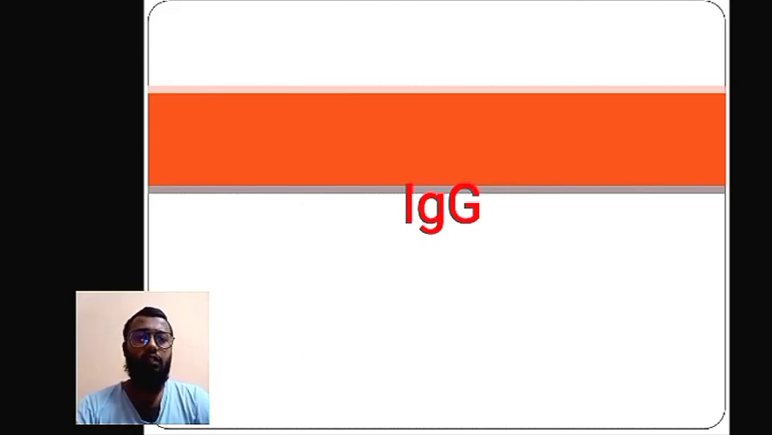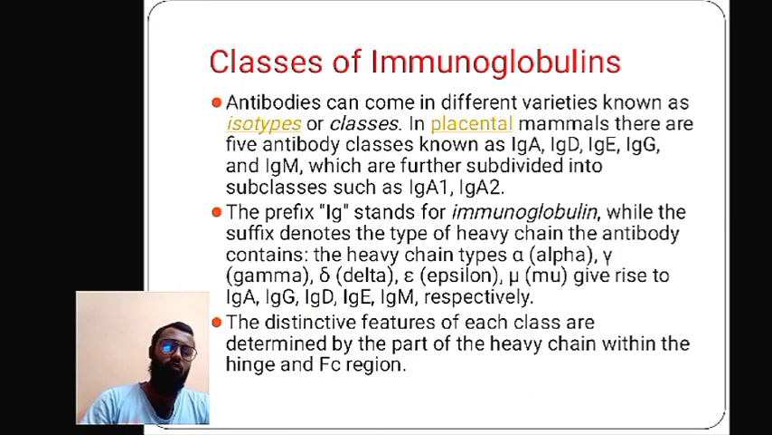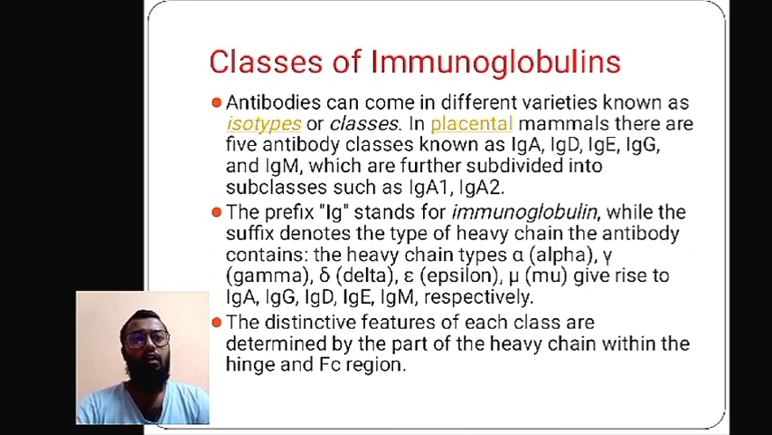Today we are going to study the types of immunoglobulin, and the first type of immunoglobulin we are going to study is IgG, or immunoglobulin gamma. Let's see about immunoglobulin G, or gamma immunoglobulin. So first, before studying IgG, I am going to explain about the classes of immunoglobulin.